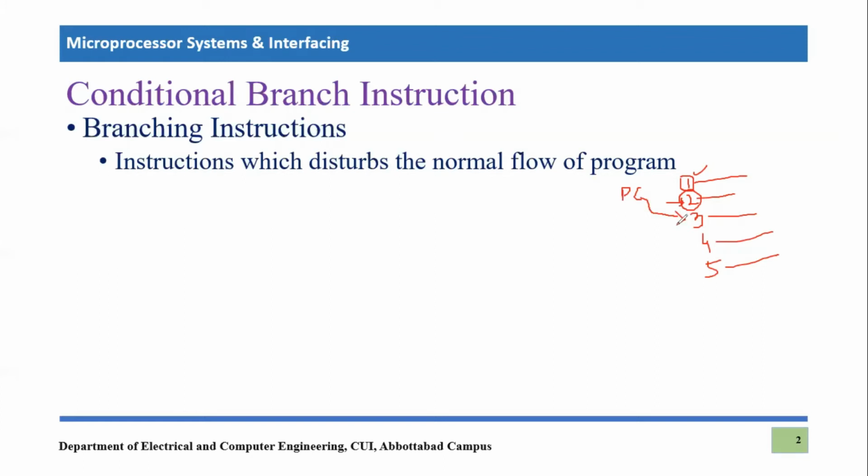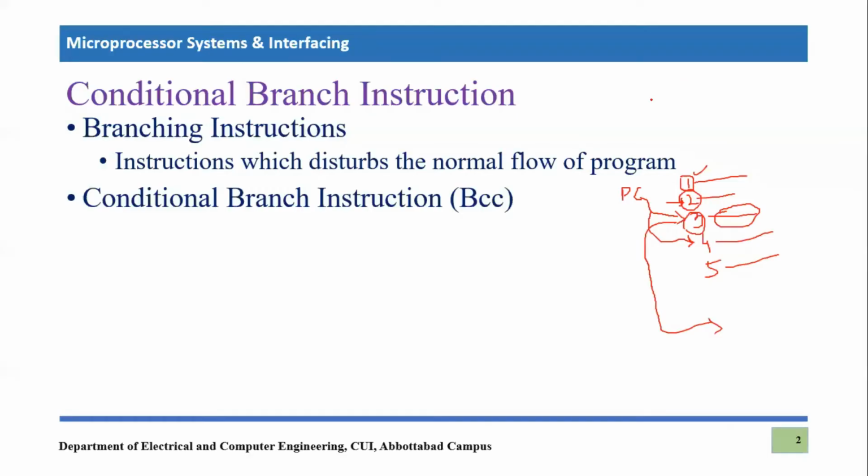What happens when we discuss branching instructions? For example, instruction number 3 is our branch instruction. As instruction 3 is executed, we will come to know this is a branch instruction, and my program counter was pointing to instruction 4, but it will not execute it. Rather, the branch instruction will break the flow and jump to another instruction which is not the next instruction. So this is called a branching instruction.